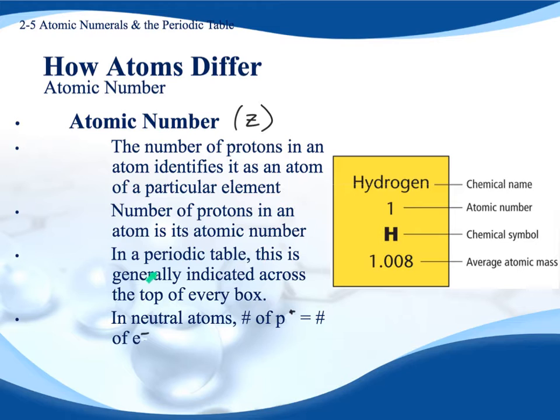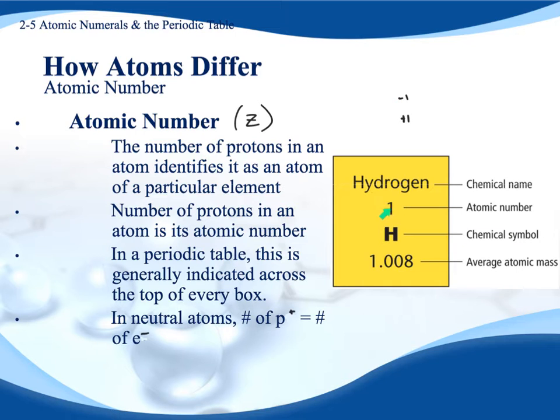We just said that. In a periodic table, this is generally indicated across the top of every box or in the middle. It's the biggest whole number around there. If an atom is neutral, which we are assuming for right now, and there is 1 proton, that means hydrogen has 1 positive charge in the center of it. That means it needs 1 negative charge to balance that out. Otherwise, it's not electrically neutral. So in neutral atoms, we have equal numbers of protons and electrons.